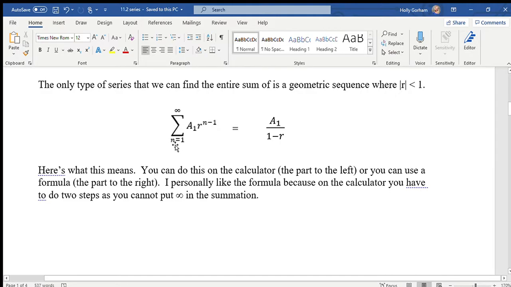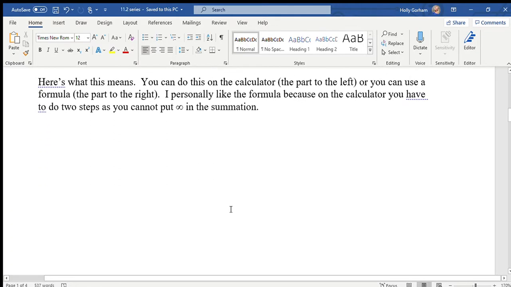So notice how it's set up. It says to do n equals 1 to infinity. It also says that this is equal to a sub 1 over 1 minus r. So here's what this is telling us. You could do this on the calculator, which would be the part to the left, or you can use a formula, which is the part to the right. I personally like the formula better just because on the calculator you have to do more steps, especially on my calculator, the older model, it gets a little tricky. Even for the new one, you can't put infinity into your summation.